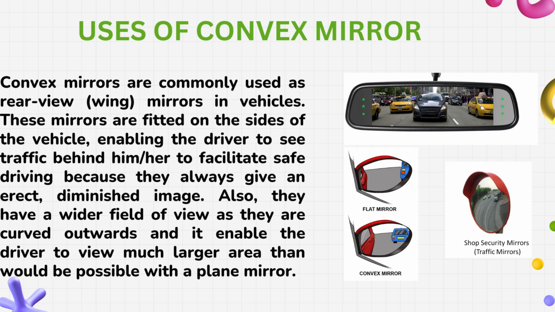Uses of convex mirrors. Convex mirrors are commonly used as rear view mirrors in vehicles because they give an erect and diminished image as well as a wider field of view. That's why drivers can see the traffic behind them, and it facilitates safe driving.